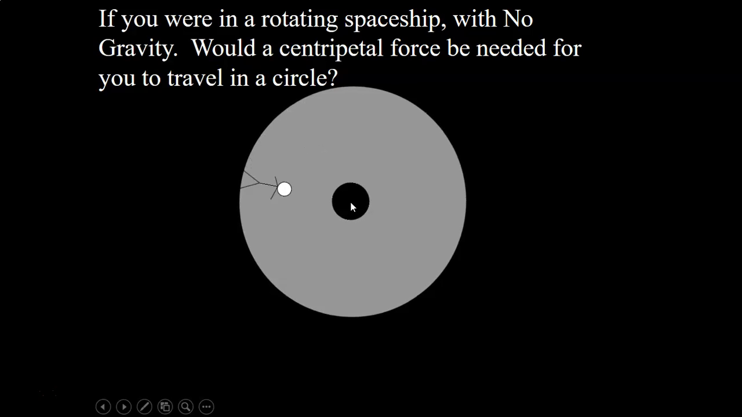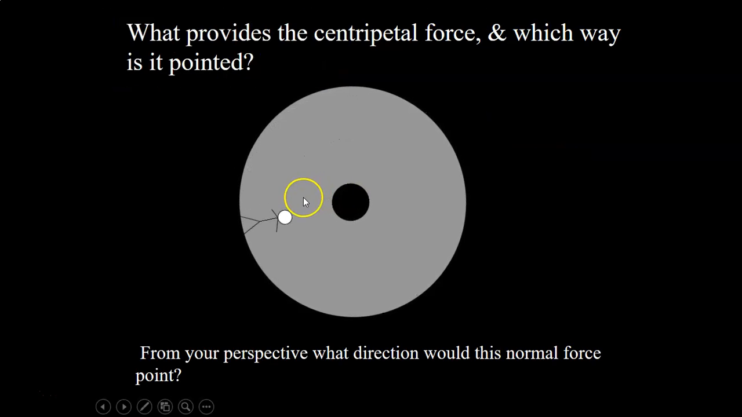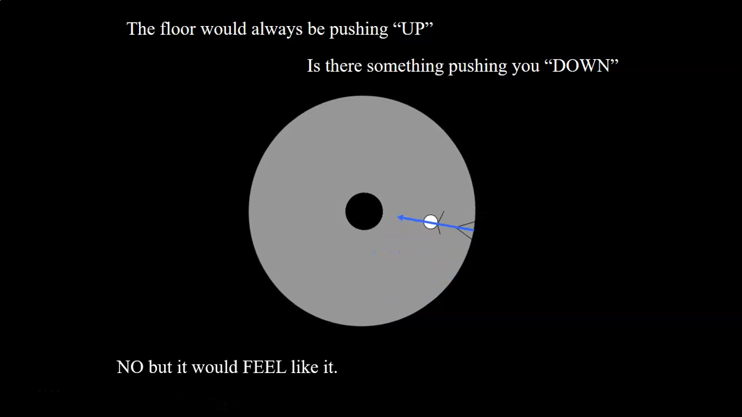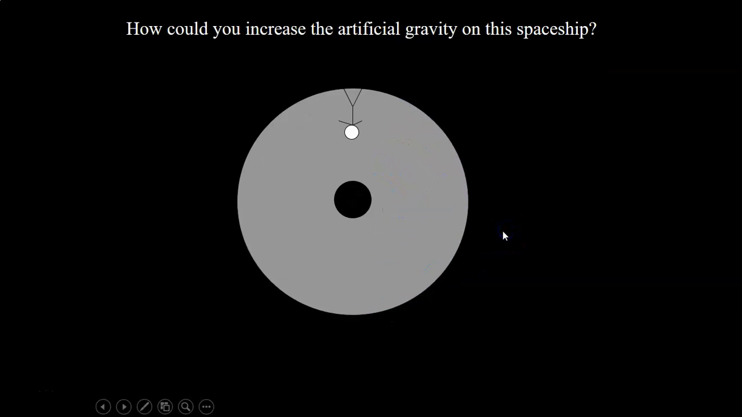Now, from your perspective, the center of the circle is always what direction? It's always the same from your perspective. It's always up. Okay. So from your perspective, the centripetal force is always up. Now, because you've got a force that's pushing you up, you feel like something is dragging you down. You feel like there's artificial gravity. And so that's why those spaceships are sometimes seen spinning, so they can create an artificial gravity.